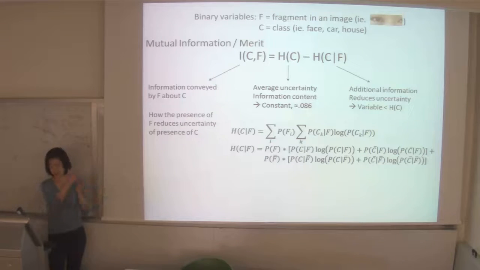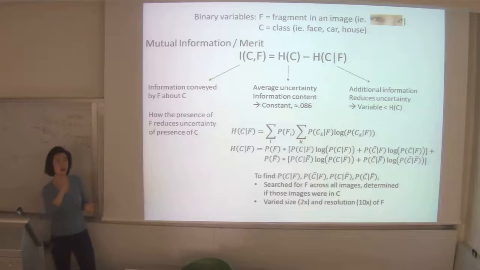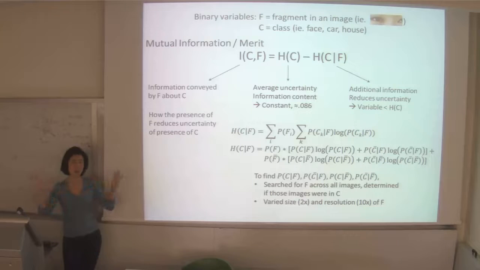And then it's a similar equation if you write it out, and all of these more complicated probability values can be found using their exhaustive search function. So they take the fragment F across all images in their training set and determine if the fragment is in the image and if the image is in the class. And then they vary the size and resolution of the fragment, because the face might be larger in some pictures and smaller in others. Then they do a stepwise, I think by 3 pixels, exhaustive search function to get these values.